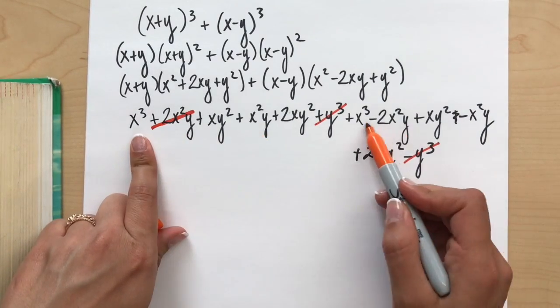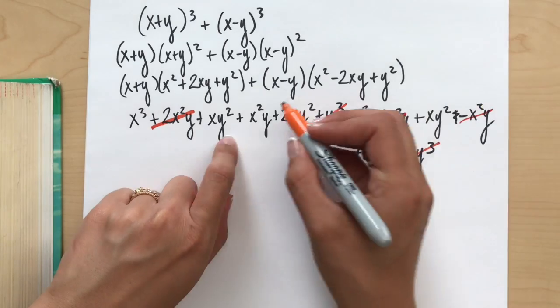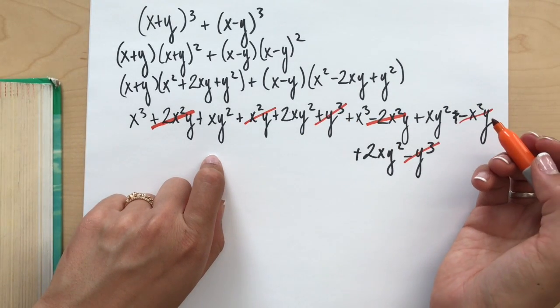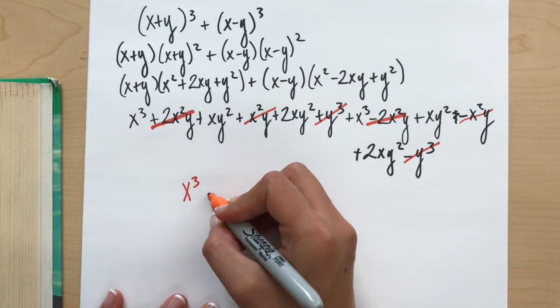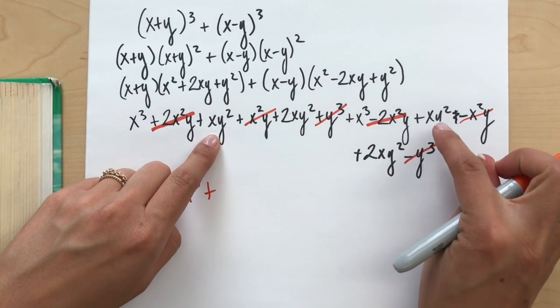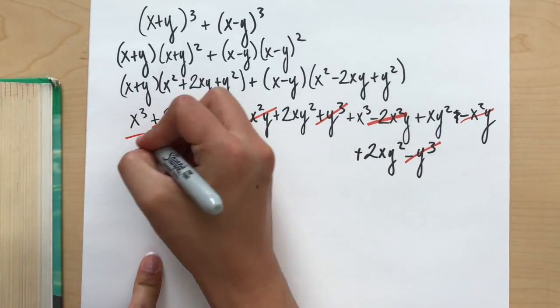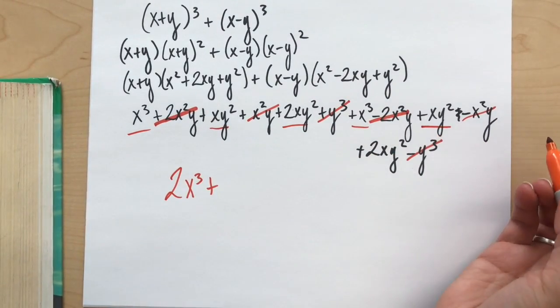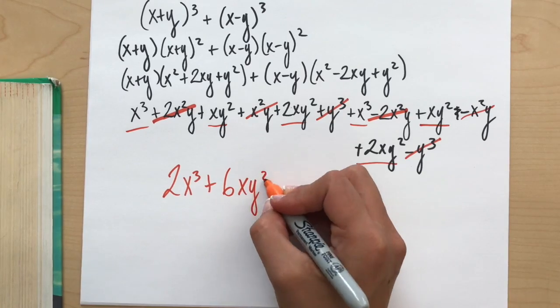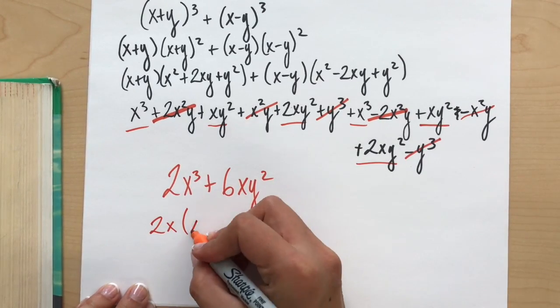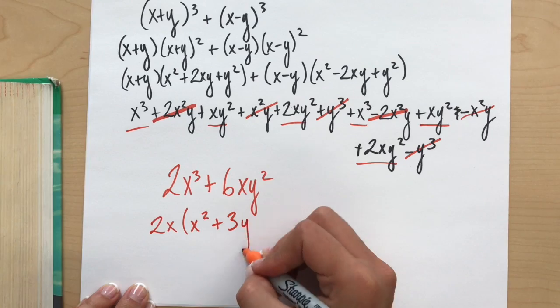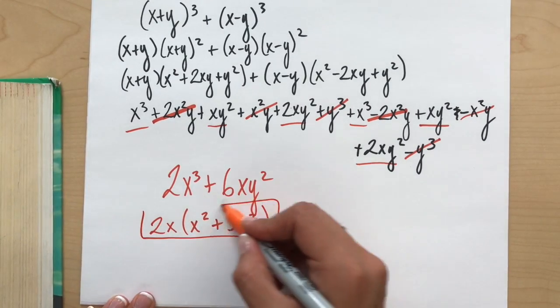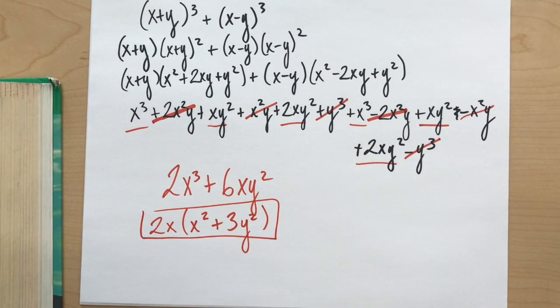The y cubes are going to cancel. I see that a bunch of other things are going to cancel. I'm just using my finger to trace along. I realize that there's positive 3xy squared, but then there's also negative, so those are going to cancel, and I'm just left with 6xy squared there, and this factors into 2x times (x squared plus 3y squared). I think this was a sum of cubes, so it might have been a lot easier to factor that way, but that's okay. We didn't do it that way.